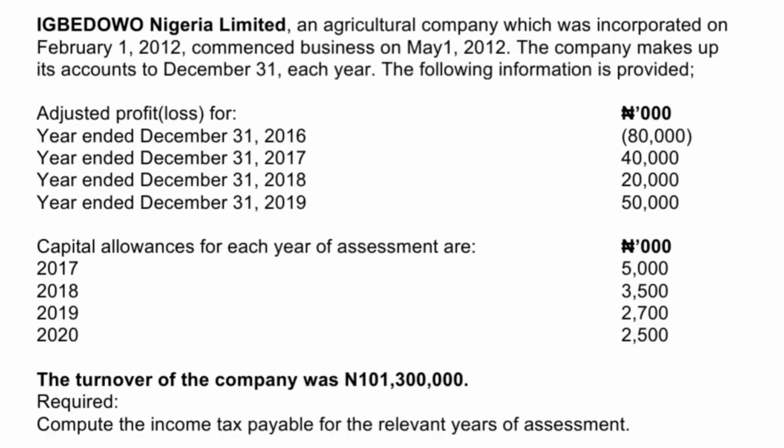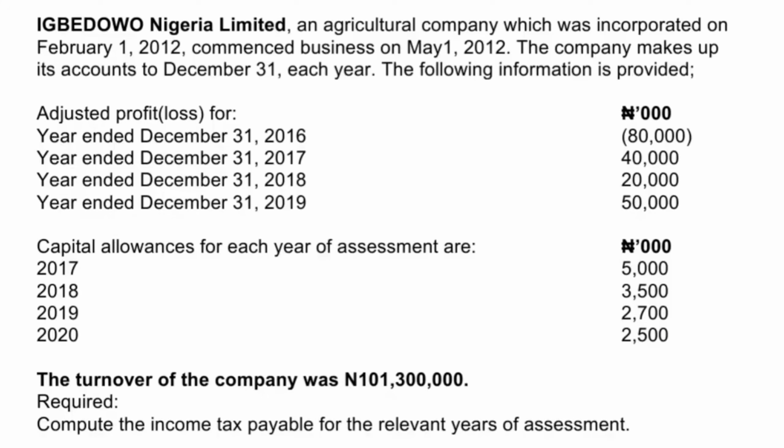Then they said the turnover of the company was 101,300,000. That's just clear that the company is not a small company. Small companies are less than 25 million. Then between 25 million and 100 million are medium companies, right? Then anyone more than 100 million is a large company, so this company falls in the large category, and it's taxed at 30%. Small companies are exempted from tax, 0% CIT, but they still pay the 2% education tax. Then medium companies are taxed at 20%, okay? So the requirement is to compute the income tax payable for the relevant years of assessment.